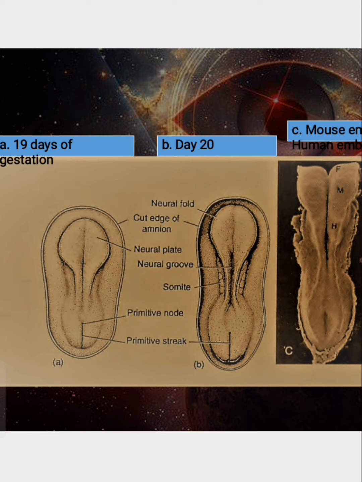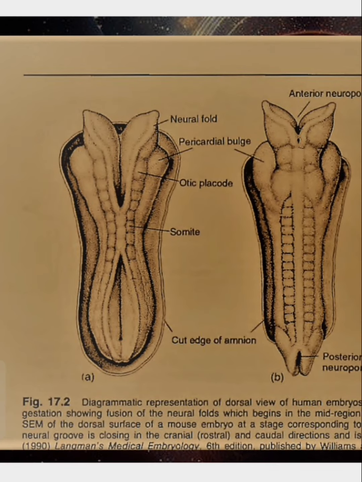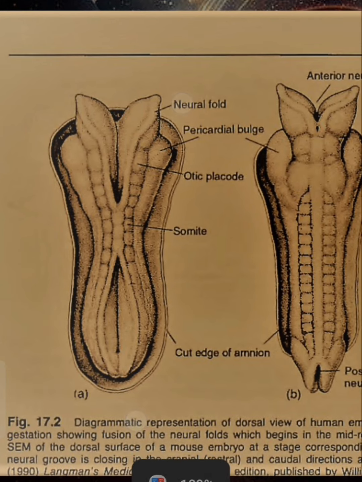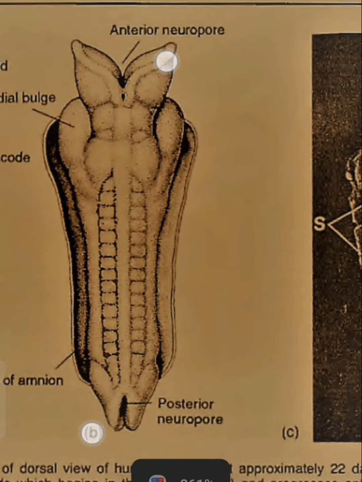That is nothing but the neural plate, at the center of which there is a groove because of lateral bulging or lateral folding of neural plate. These are called neural folds. So at the center you can see there is a neural groove and neural folds which are fusing at the center in diagram A. This fusion starts at the center and it progresses at the same time cranially, that is rostrally, and caudally. The diagram B is showing the complete fusion of the neural folds.